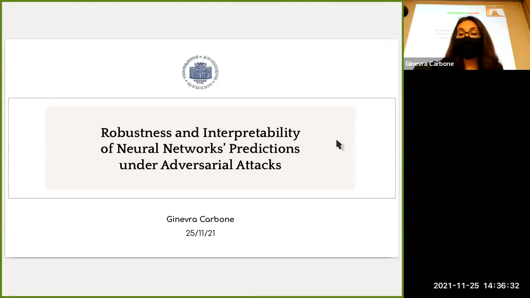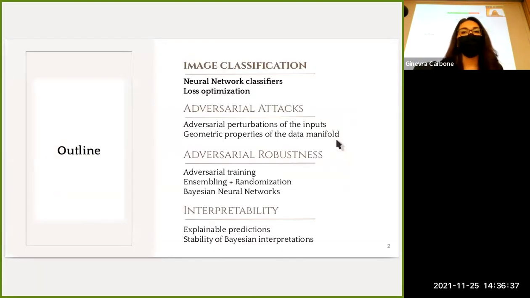So first of all, I would like to start with a very basic introduction to image classification by means of neural networks and how loss optimization works. Sorry if this introduction is trivial to some of you, but I want to make sure that we are on the same page.